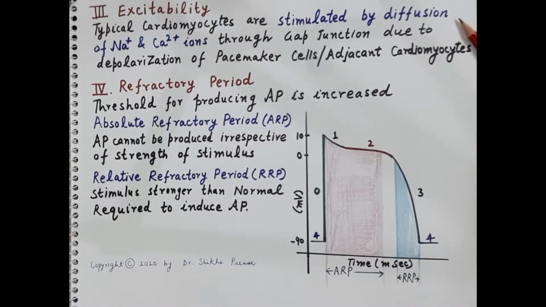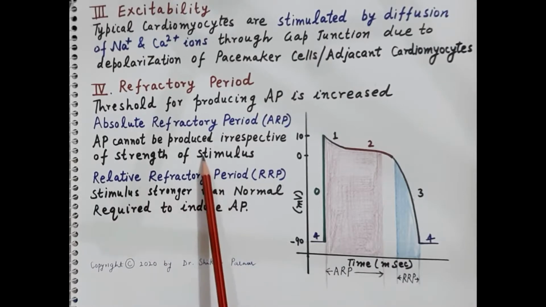Excitability of normal cardiac cells. Now as we all know, diffusion of sodium and potassium ions inside the normal contractile cells results in their stimulation or excitation. So typical contractile cardiomyocytes are stimulated by diffusion of sodium and calcium ions through the gap junctions due to depolarization of adjacent pacemaker cells or the adjacent cardiomyocytes. Next is the refractory period.